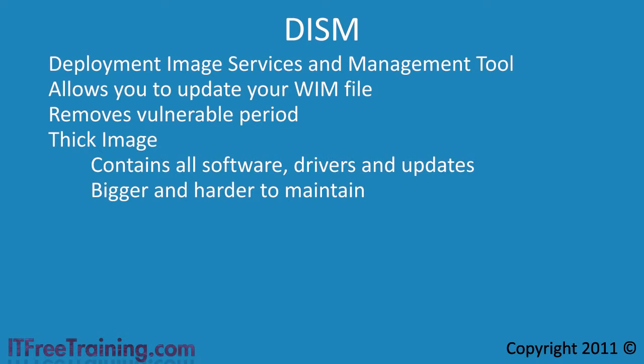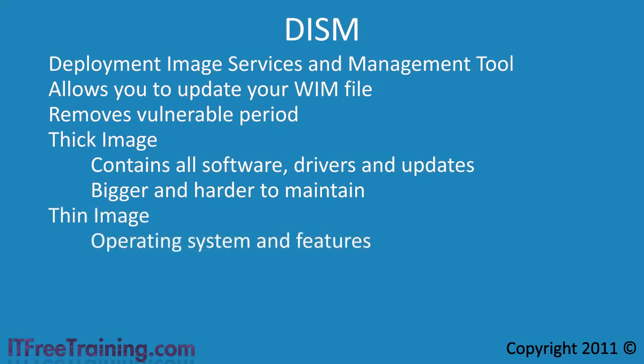The next type of image is a thin image. These images contain the basic operating system and features. No software is installed on these images. When the image is deployed, software is installed from the network.